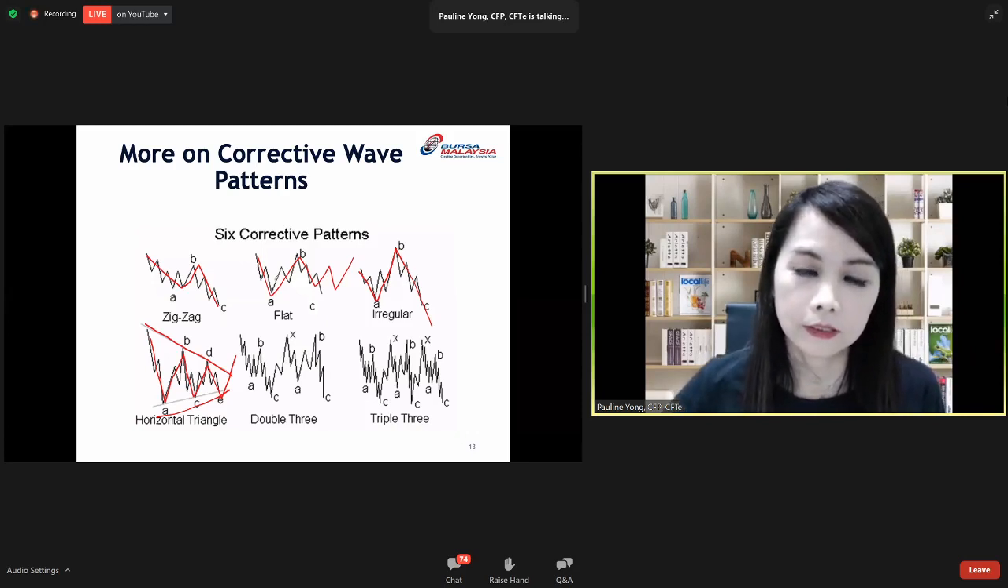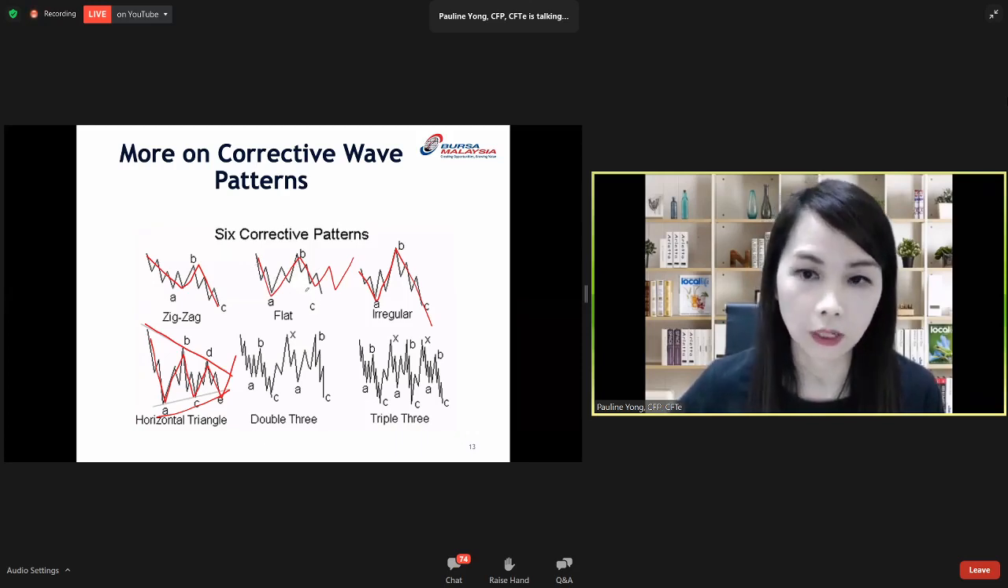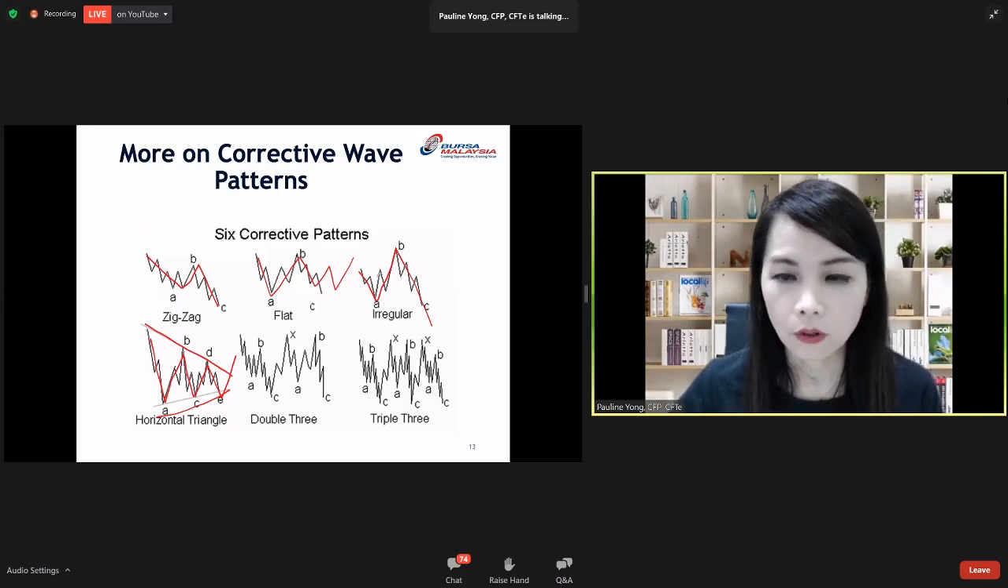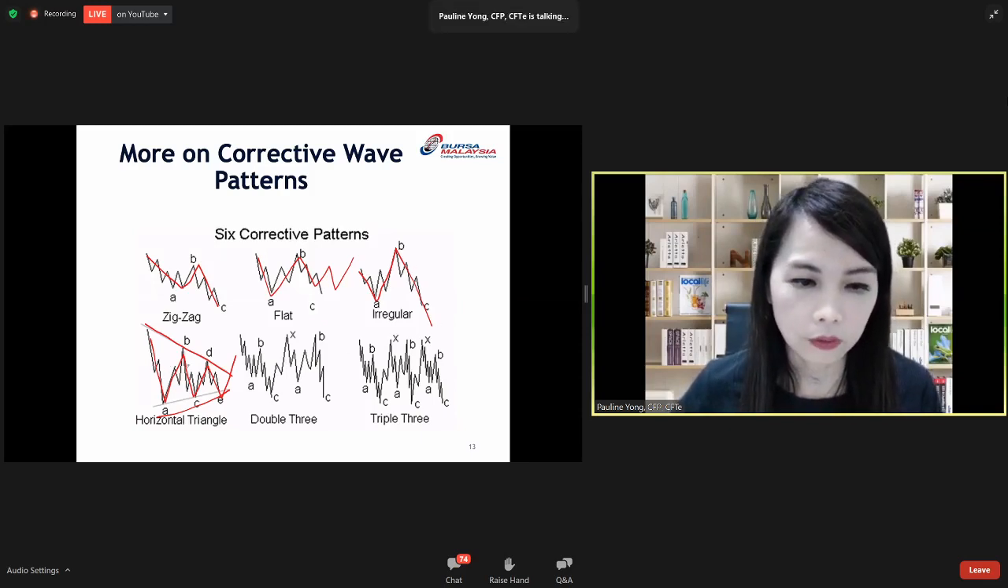Then over here it is 333, meaning 3 waves down, 3 waves up, 3 waves down. So you have a horizontal trend. Here will be more on irregular: 3 waves down, and then 1, 2, 3 up, and then 1, 2, 3, 4, 5. Then here will be 3, 3, 3, 3.